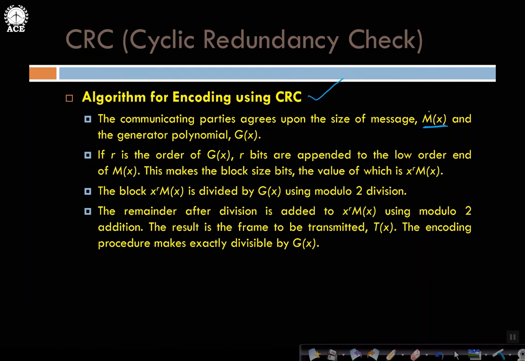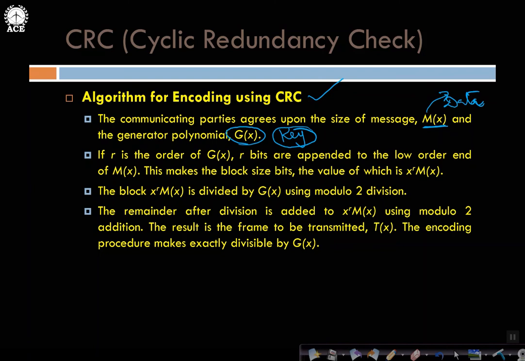This is the actual message that we want to send, and a generator polynomial. This is like our key. The receiver and sender will have to agree on this. What is this? The data given to us which we want to send from the sender. Every sender and receiver will have to agree on the generator polynomial. So this is also a polynomial. This is also a polynomial.